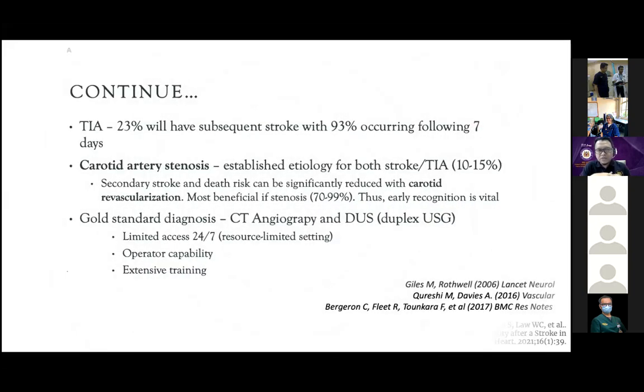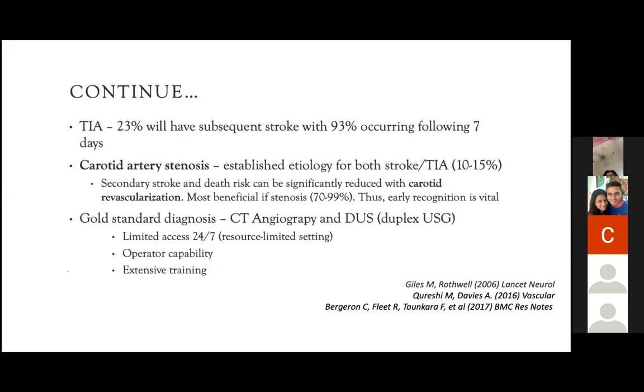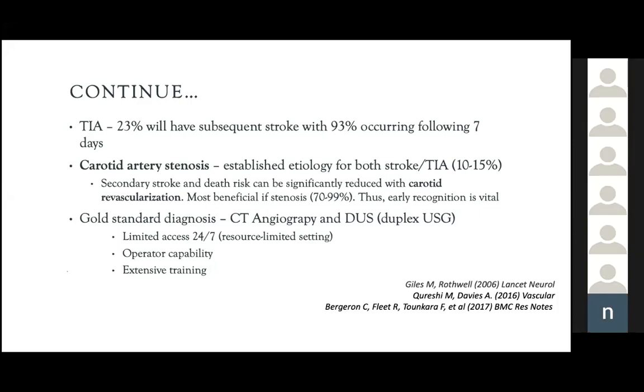Okay, so as we all know, of TIA patients roughly 23% will have a subsequent stroke when they present to us, and 93% will occur within 7 days following the recurrent stroke. And one of the established causes is carotid artery stenosis, for either stroke or TIA, roughly about 10 to 50%. And we all know that secondary stroke and death risk can be significantly reduced with carotid revascularization.